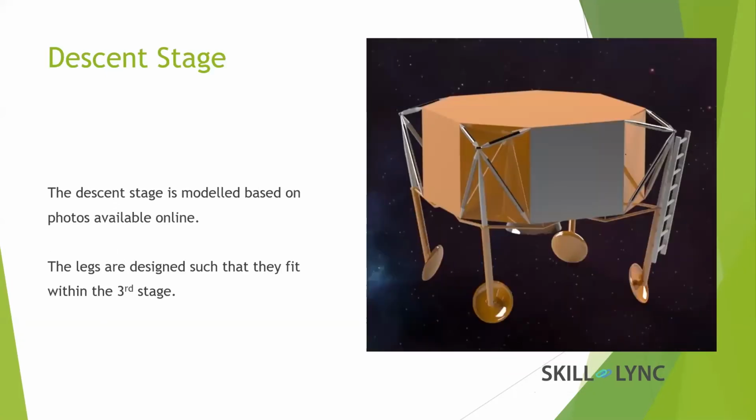This is the descent stage. It is one part of the spacecraft which lands on the moon. It does the landing. It is only used for descending and landing, not for taking off again. You can see the ladder is made on the side, so the astronauts can access the lower surface.